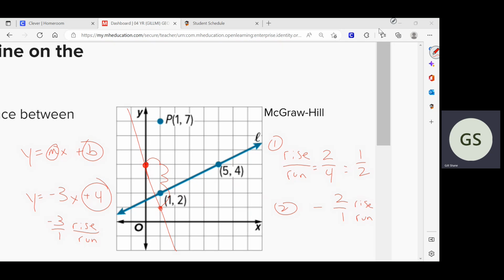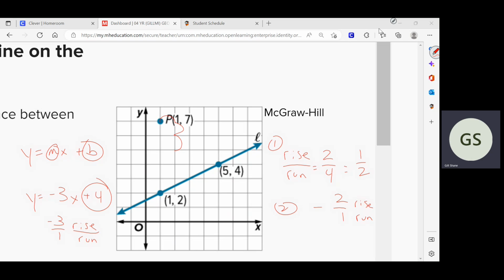I always make the top number negative if there's a negative in front of the fraction. So I'm going to say my run is +1. My rise is -2. I'm going to hop 1 for my run. That was positive. Right is positive. Rise of -2 is down 2. So I'm there.